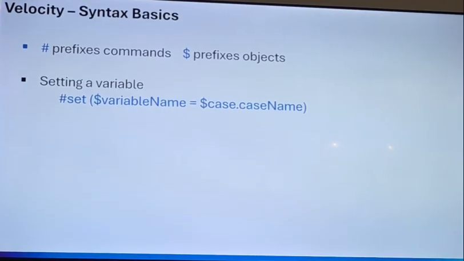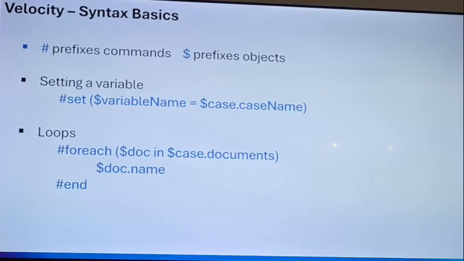Then later on in your velocity code, if you need to print out the case name, you just say $variable name, bang, you've got your case name straight away. So much like the Groovy one for the people who were there, a variable name is just a shortcut that allows you to create a very small shortcut or container to a larger object.